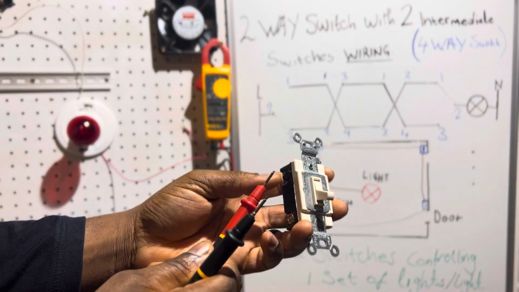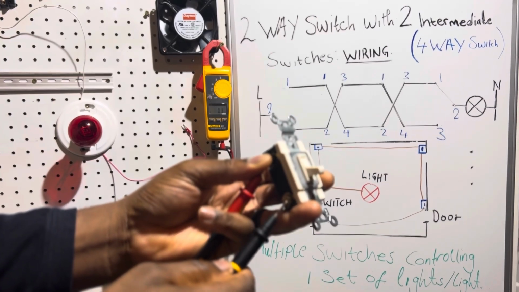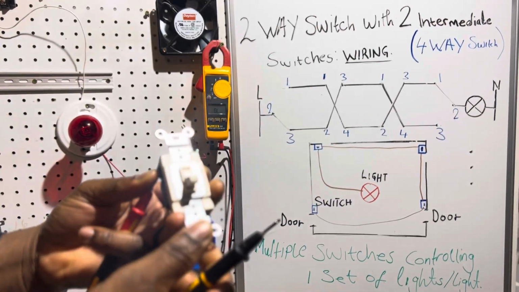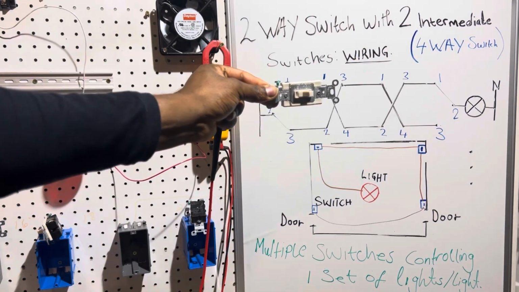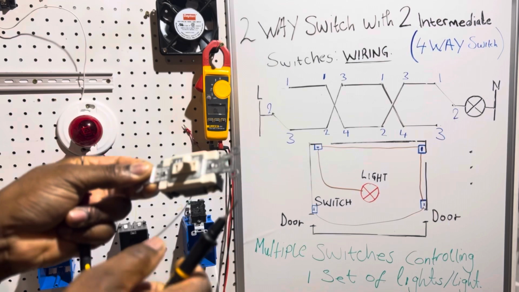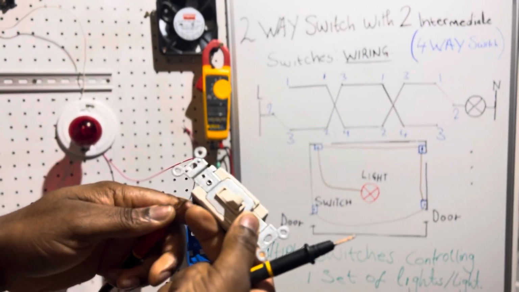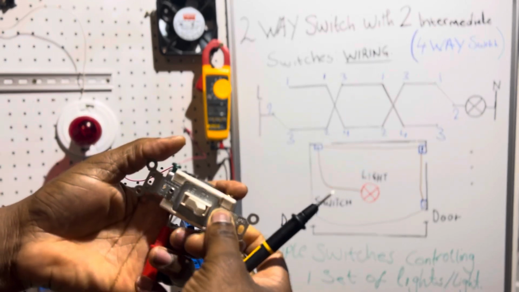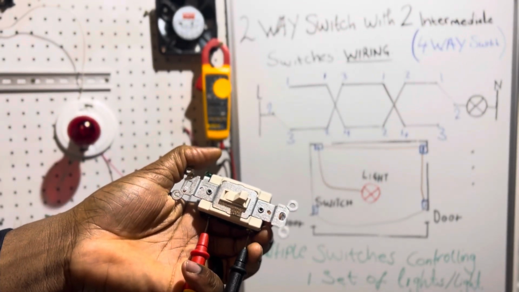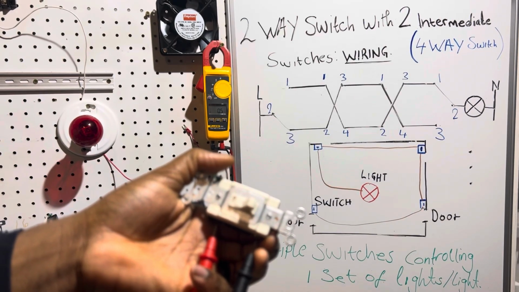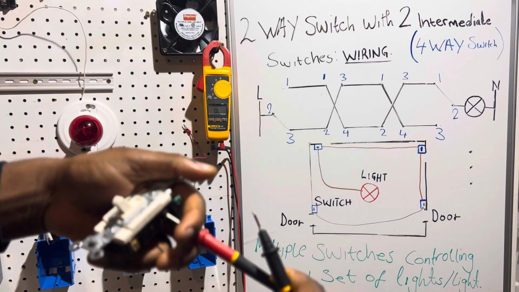So in one position, I should be able to get a beep. This switch right now is sitting like this. So those two points there, one, two. If you touch them like this, the switch right now is in the on position with that one.